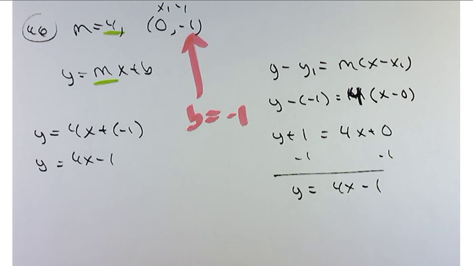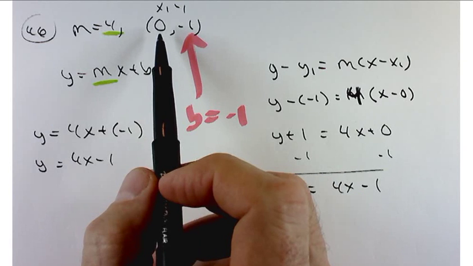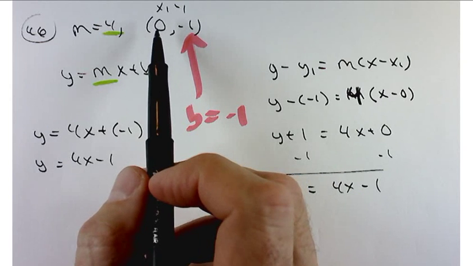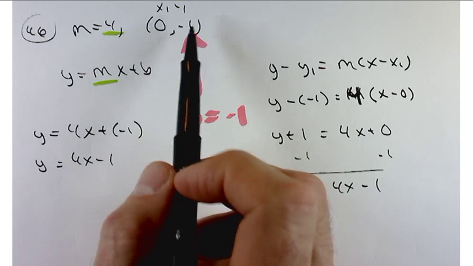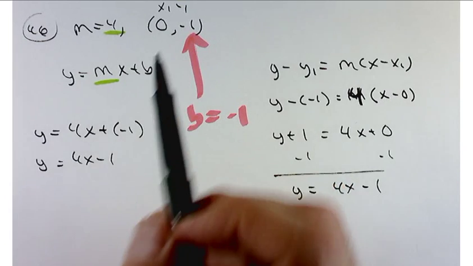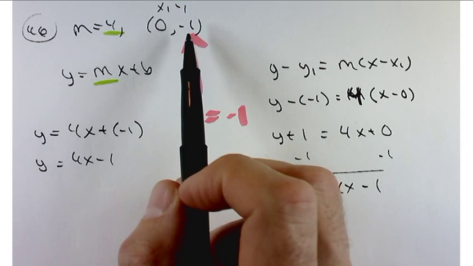Yes, sir. So always the y-intercept is going to be b. The y-intercept is going to be a point where the x-coordinate is 0, and then that remaining coordinate is your y-intercept. So if you have an x equals 0, that's your b.